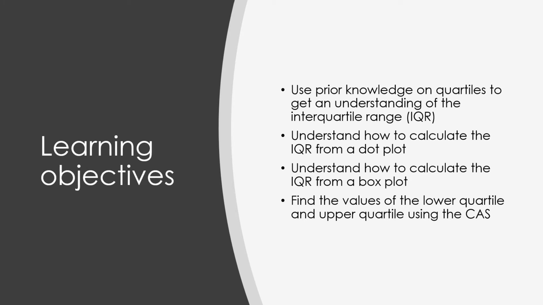The first one is to use our prior knowledge on quartiles to get an understanding of the interquartile range. The second one is to understand how to calculate the interquartile range from a dot plot. The third learning objective is to understand how to calculate the interquartile range from a box plot. And the final one is to find the values of the lower quartile and upper quartile using the CAS calculator.